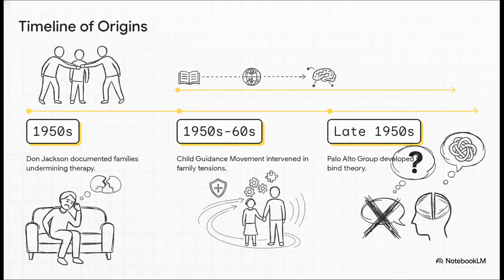To really understand this, we have to look slightly outside mainstream psychology. Back in the 1950s, pioneers like Don Jackson started noticing that individual therapy was frequently being sabotaged by other family members. Around that same time, the child guidance movement realized they could actually prevent adult issues by stepping in and fixing childhood family tensions early on. This all culminated with the Palo Alto Group, who looked at communication itself as the root of dysfunction. They explored ideas like the double bind, which provided a vital stepping stone toward this new communications approach.